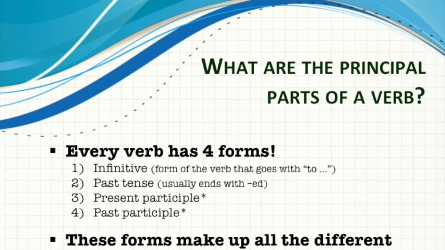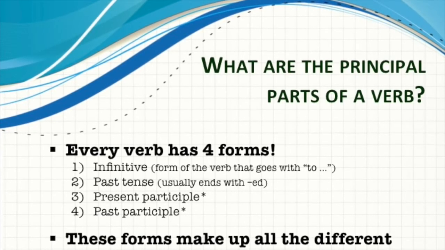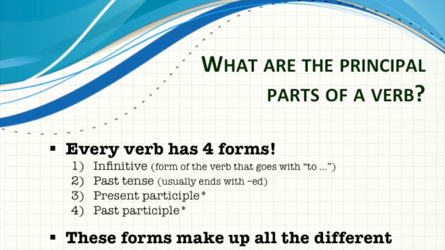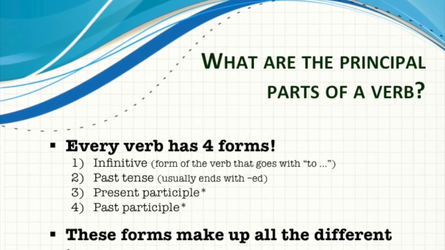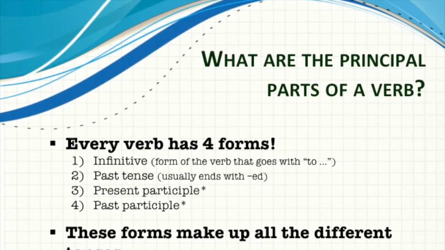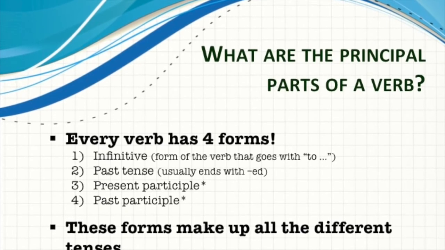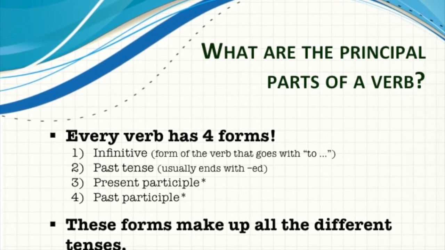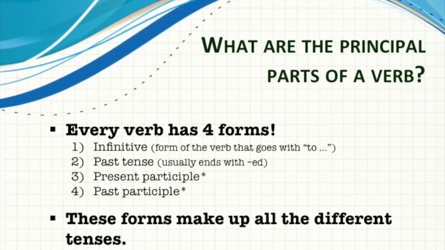First, what do we mean when we talk about the principal parts of a verb? If something is a principal part of something, it means it's the most important aspect of that thing. So when we're talking about the principal parts of a verb, we mean that every verb has 4 main forms, and these forms are listed on this slide.